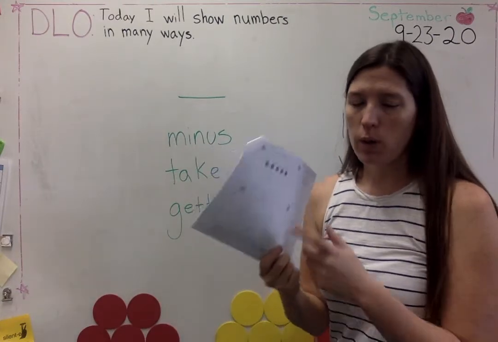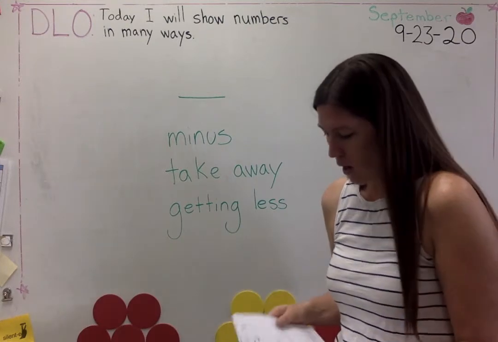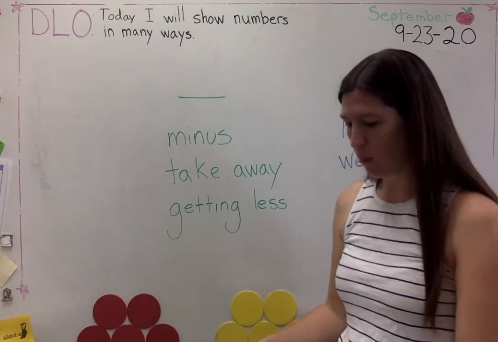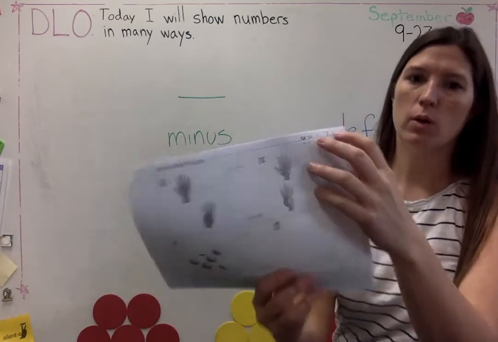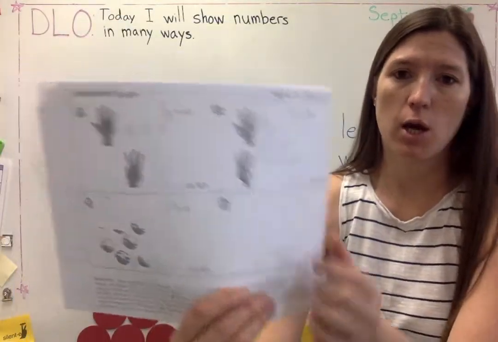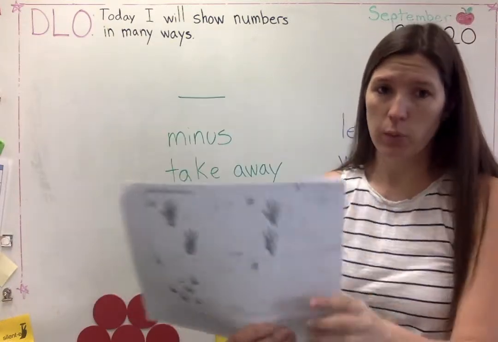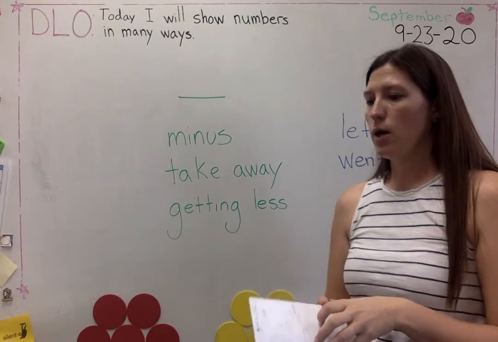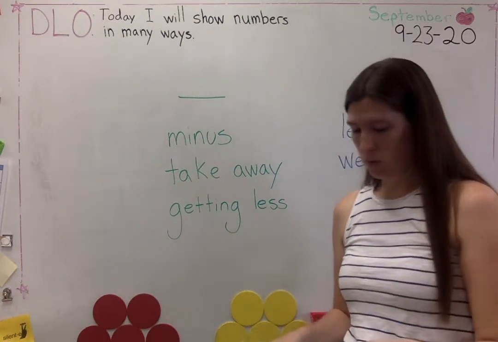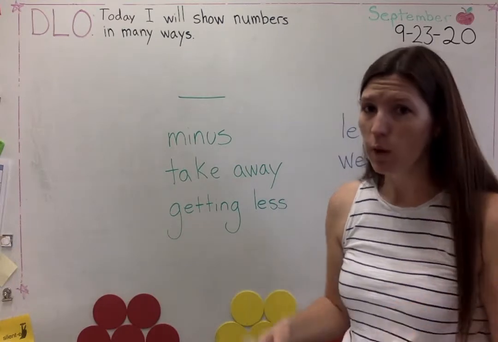In your worksheet, it's the new stapled packet that will have 7.1 at the top. 7.1. The page number is not copied on here, but it has some hands and some marbles. So this is the new skill that we'll be working on today. Let's review some subtraction vocabulary, even though some of it won't be used today, but some of it will.